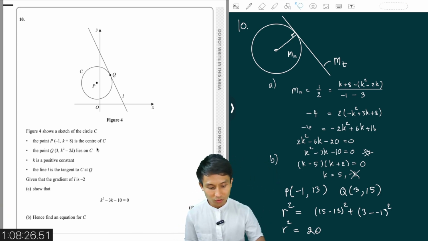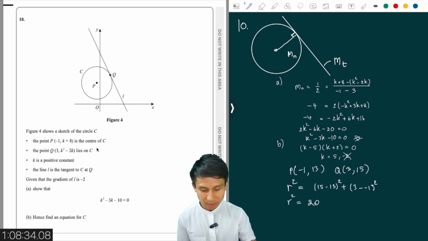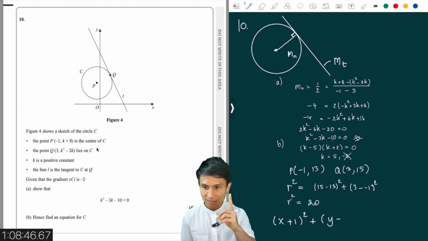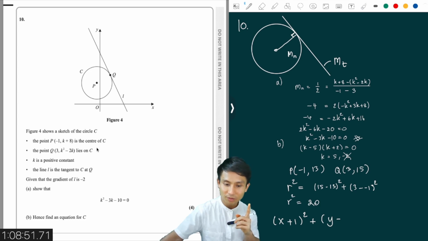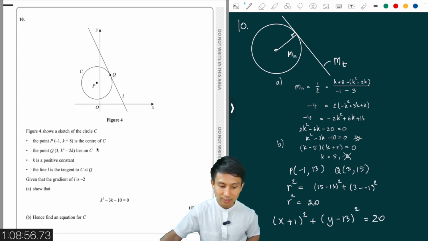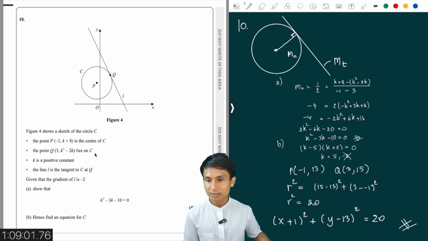We can now conclude that the circle equation would be x minus h, which is -1, so it's x plus 1, squared, plus y minus the y coordinate of P, which is 13, squared, equals r squared, which is 20. So that's the circle equation. Number 10 is done.